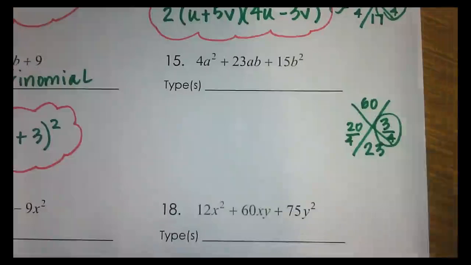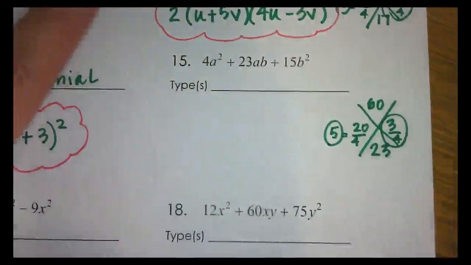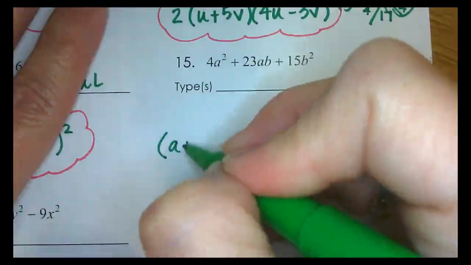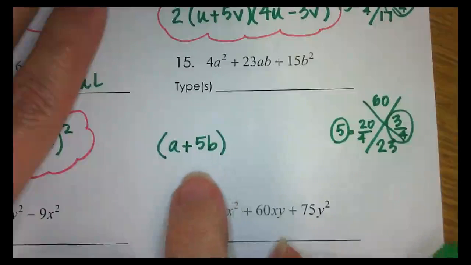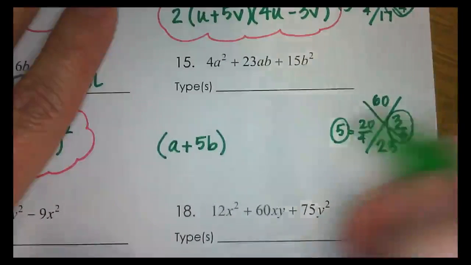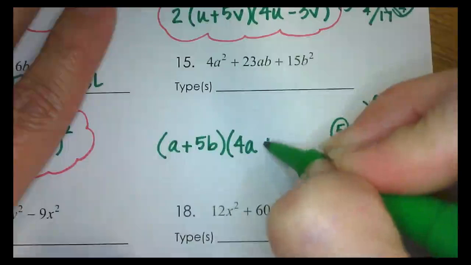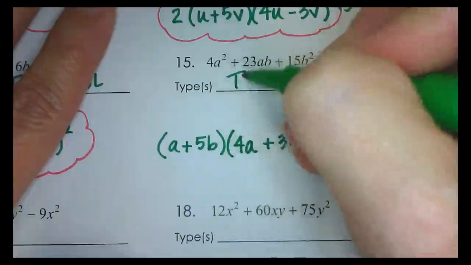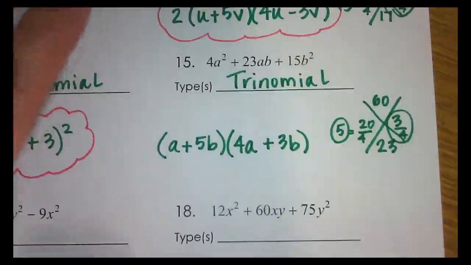That one can't be reduced. This one can reduce to a 5. So I have a plus 5b, because I need a 15b squared. And then this 3/4 is going to become 4a plus 3b. So that one was a trinomial with a leading coefficient.